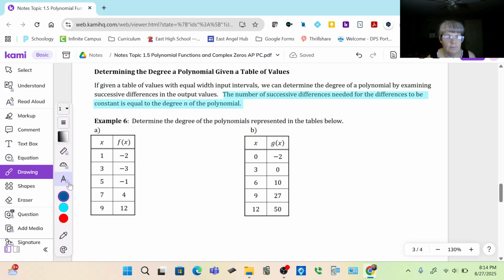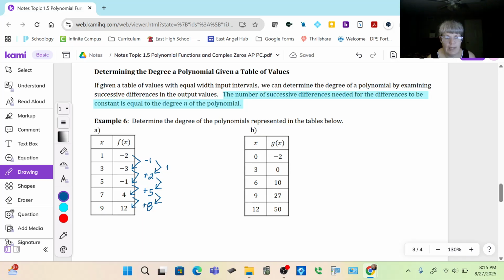So for example, from -2 to -3, that's a -1. From -3 to -1, that's a +2. From -1 to 4, that's a +5. From 4 to 12, that's a +8. So this isn't a linear pattern, so it's not a degree of 1. Let's see if there's a pattern to these values.